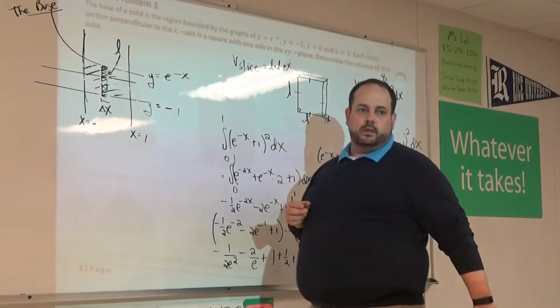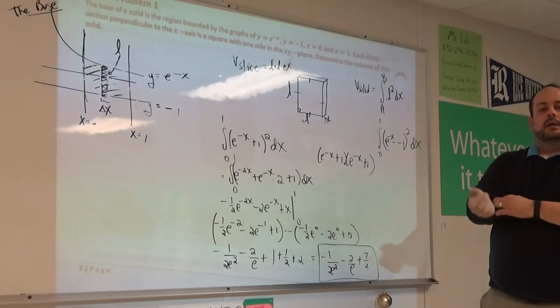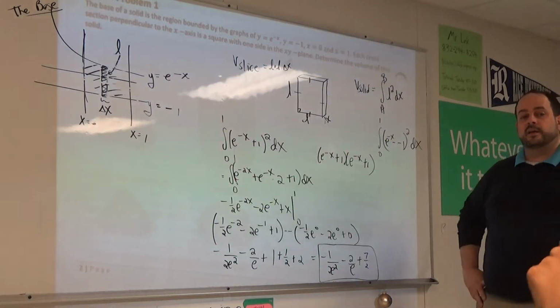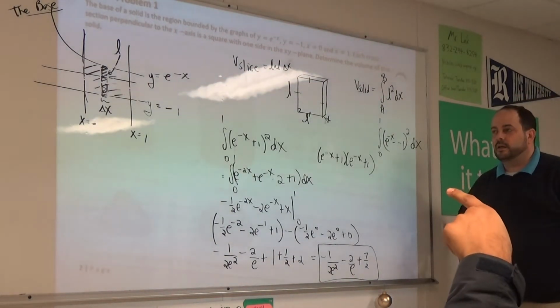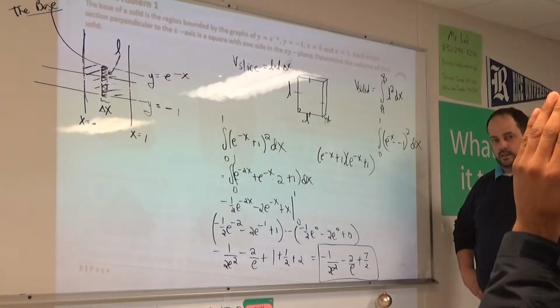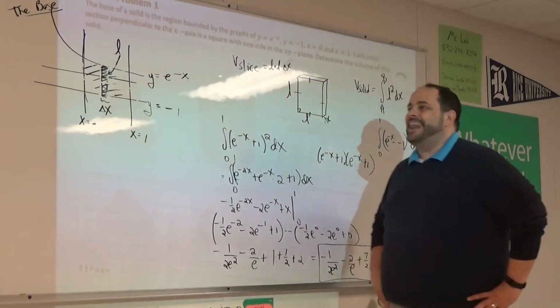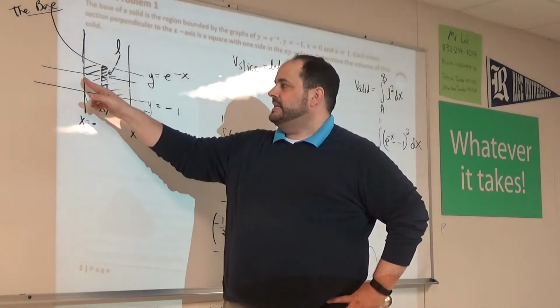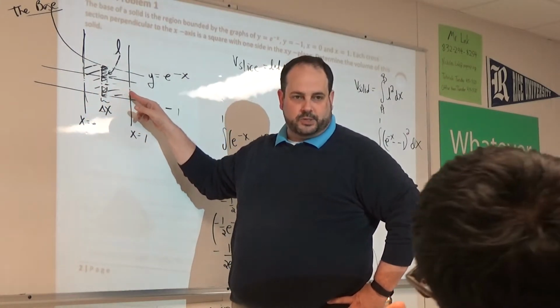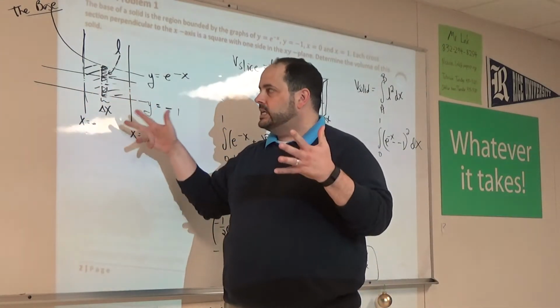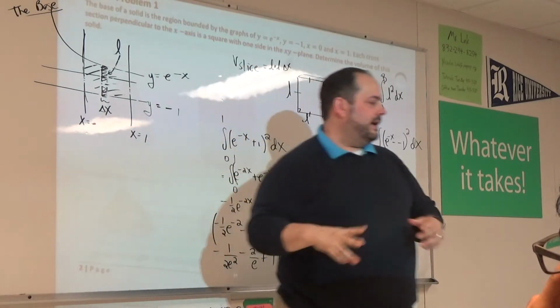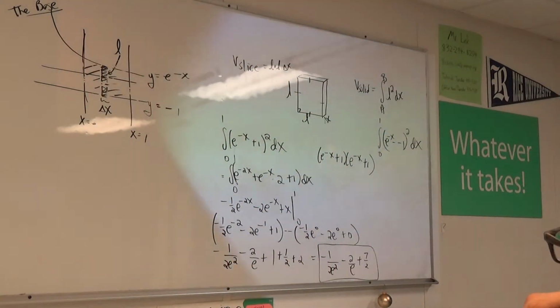Wouldn't it still be like the same volume? Wouldn't it be the same volume for this one? Like, you went from dx to dy. Not necessarily, because now you're making your squares going this way. It would look a little bit different. All right, let's just keep going. Let's play around with this.